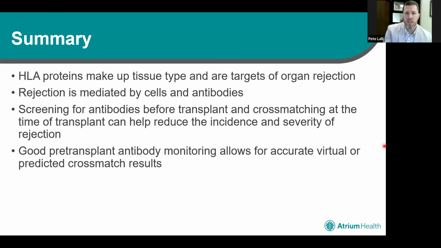And then hearts and lungs are somewhere in the middle of that. Hearts can take a little bit more of an antibody insult than a kidney or a lung can. And it all kind of depends on the patient, the quality of the graft, all of that kind of stuff. So certainly a big difference between the amount of antibody injury that a kidney can take and the liver.